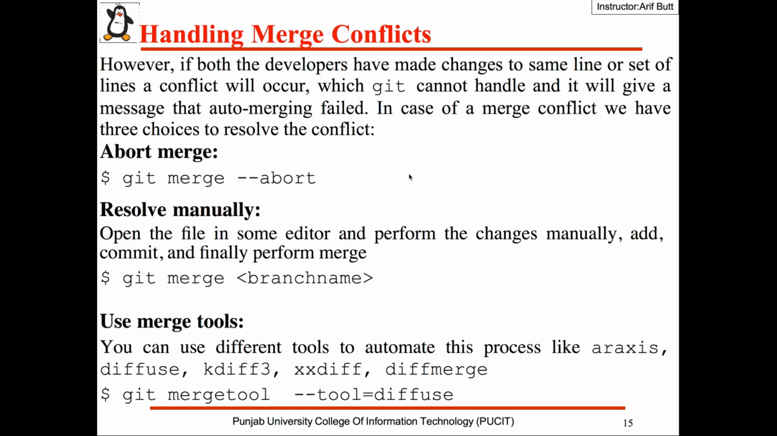So whenever you come across a merge conflict, you have three choices to resolve that. The first is you can abort the merge. The second is you resolve it manually, that is, open the file in some editor and perform the changes manually, and then do the merge. And the third one is you can use different tools to automate the merge process, like diffuse, kdiff3, diffmerge. There are different tools that can be used to do this.